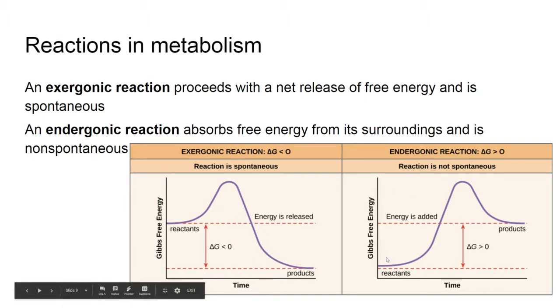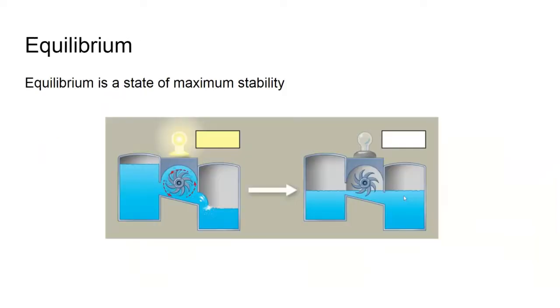While in an endergonic reaction, we start off with reactants at a lower energy, and then we keep adding energy to it. And then once the activation energy is reached, once it goes downhill, it does not go downhill as much. Rather, it ends up with a bigger energy.